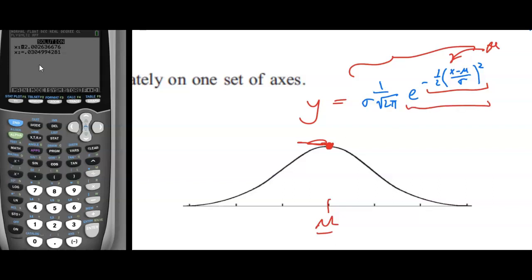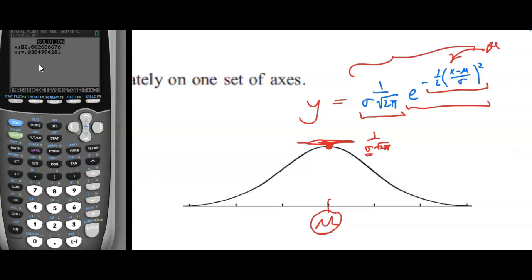And e to the 0, of course, is 1. So at the x value mu, notice that the y value just becomes the coefficient. So the height of this peak is actually 1 over sigma square root of 2 pi. Now square root of 2 pi is just some constant, never changes.